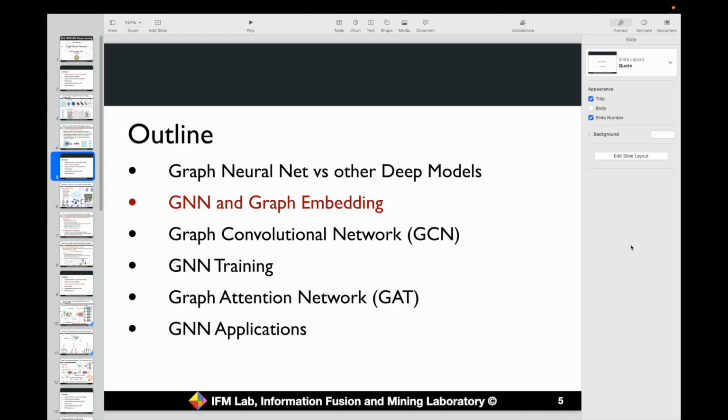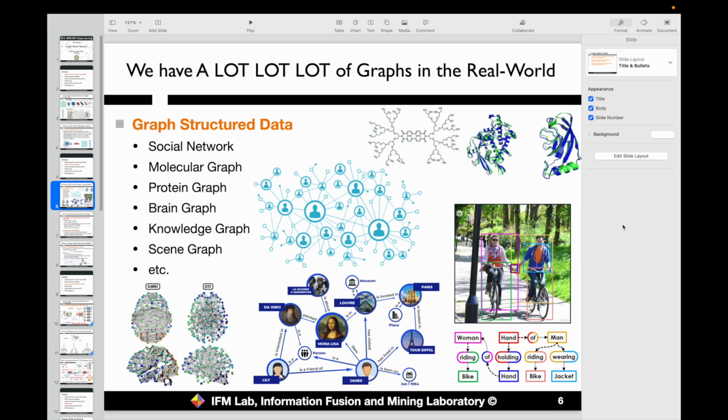Okay, then let's talk about graph neural networks and graph embedding problems, why we need to study these problems, and how to learn the embeddings of the graph data inputs. You may wonder why we have to study graphs in this section with deep learning. The main reason is that we have a lot of graphs in the real world. On this page, we show you some examples of the graph data we have in the real world.